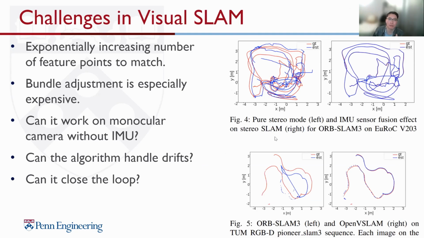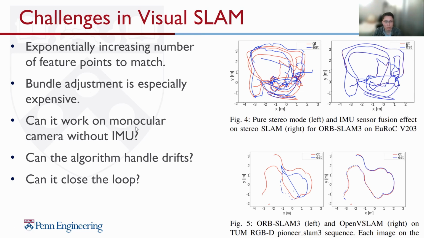So some challenges in Visual SLAM. As you can see over there, we have an exponentially increasing number of feature points to match. We have to match each point against each other point, right? We need to find if they are overlapping with an old frame, or are we at the end of the loop? Like, are we walking back to the same location? And this bundle adjustment is especially expensive.